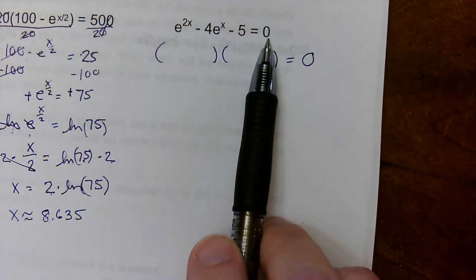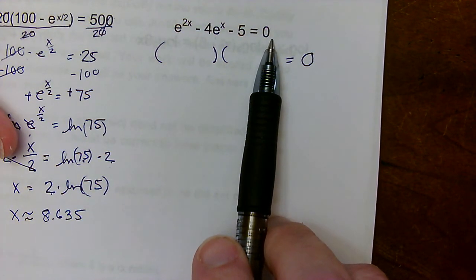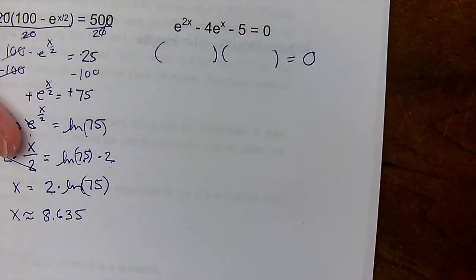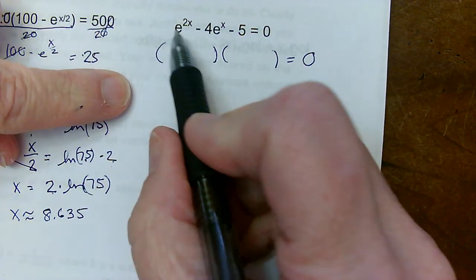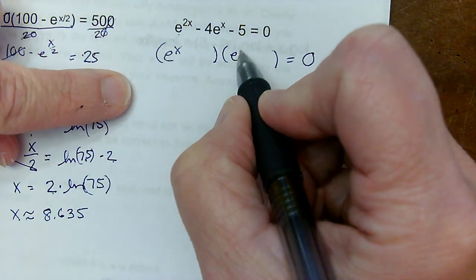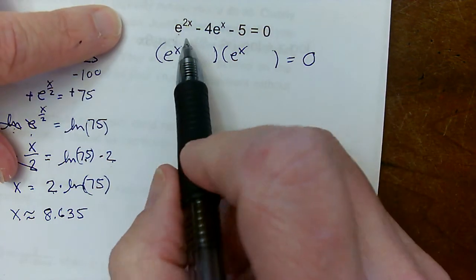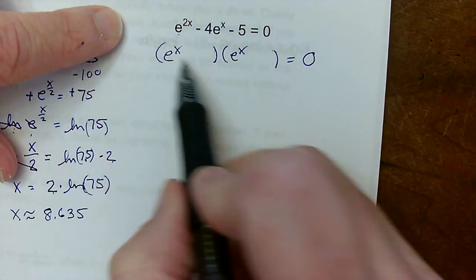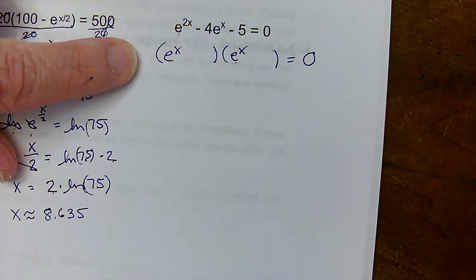Notice this side has to be 0 before you start trying to factor, because remember, the zero product rule doesn't work if you're not equal to 0. So if I split this into 2 parts, if I multiply e to the x times e to the x, that gives me e to the 2x. Just think about your properties of exponents. When you multiply 2 things with the same base, you keep the base and you add the exponents.